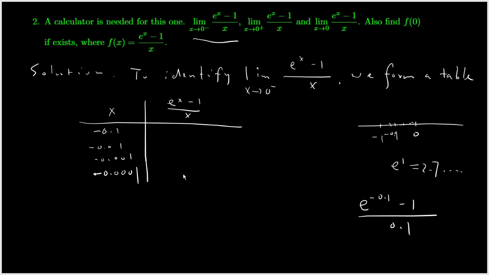Using the list of 4 values, we can identify the limit of the function e to the power of x minus 1 over x as x approaches 0 from the left. So this limit is equal to 1, because the values of the function are getting closer and closer to 1.